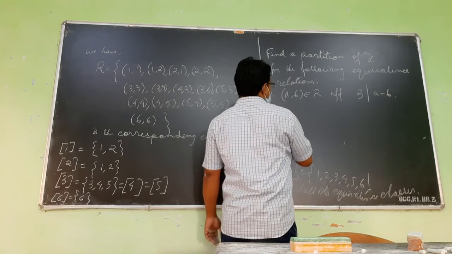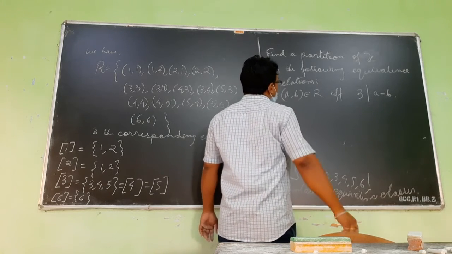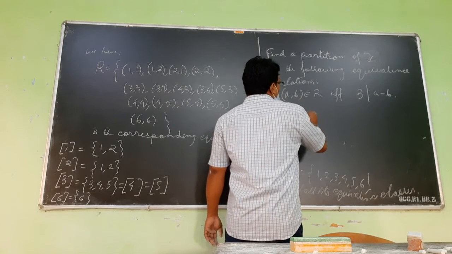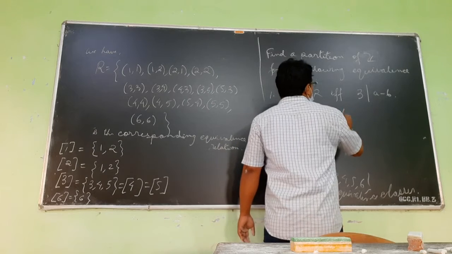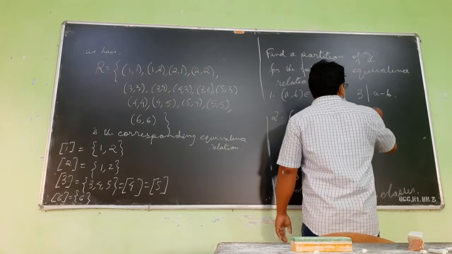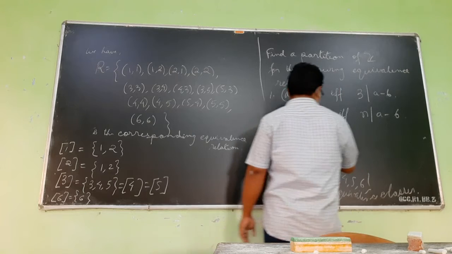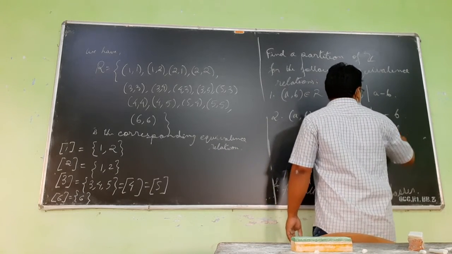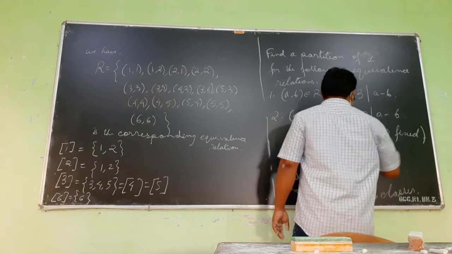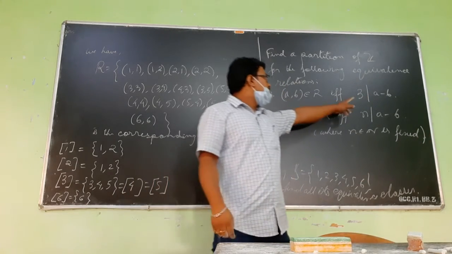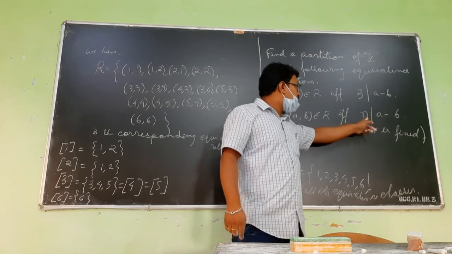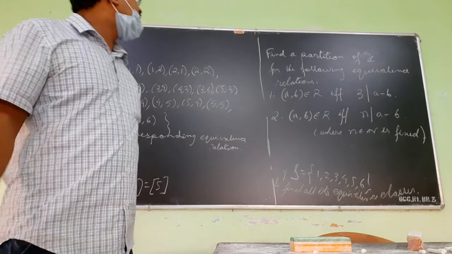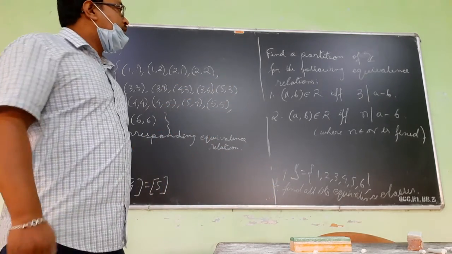Number two: (a, b) belongs to R if and only if n divides a minus b, where n is fixed, n belongs to the natural numbers. Both are similar. One is a particular case and this is the general case. So what is a partition of Z for these two equivalence relations?